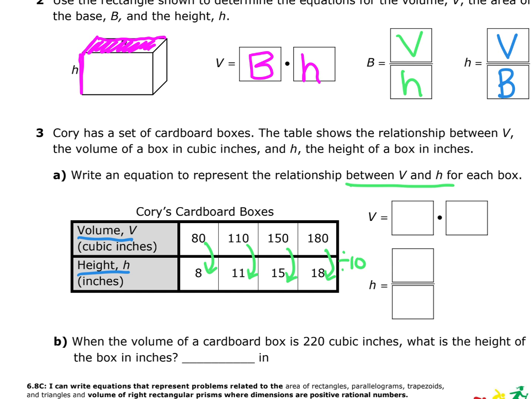All right, so that means that we're looking for that relationship. So let's fill in our formula. We have volume is equal to your base times your height. And we know what the height is. So we have volume divided by height is going to give me my base. That's going to look like base. We know that this is going to be representative of my base. So base is equal to 10.